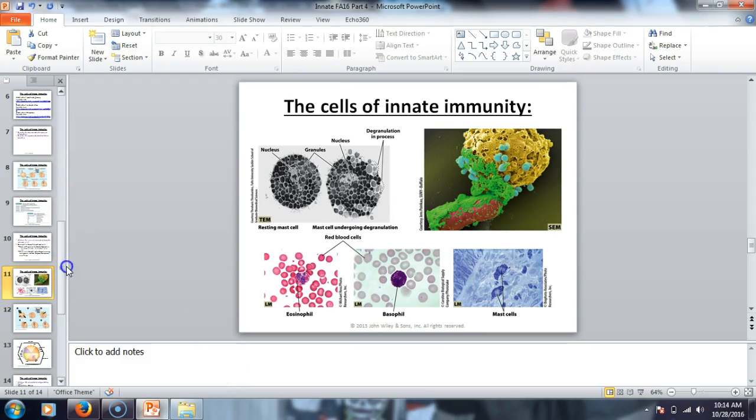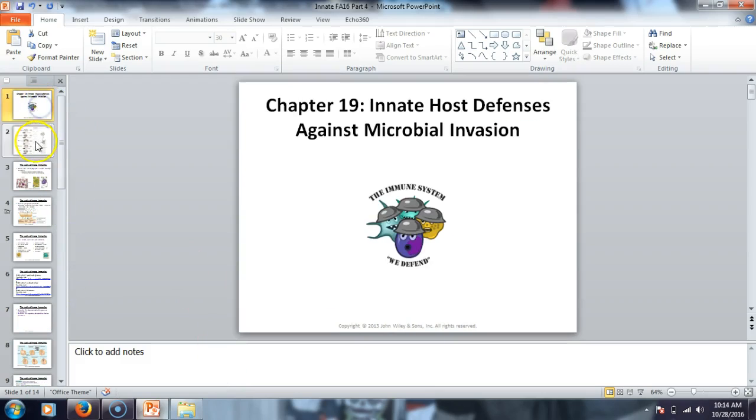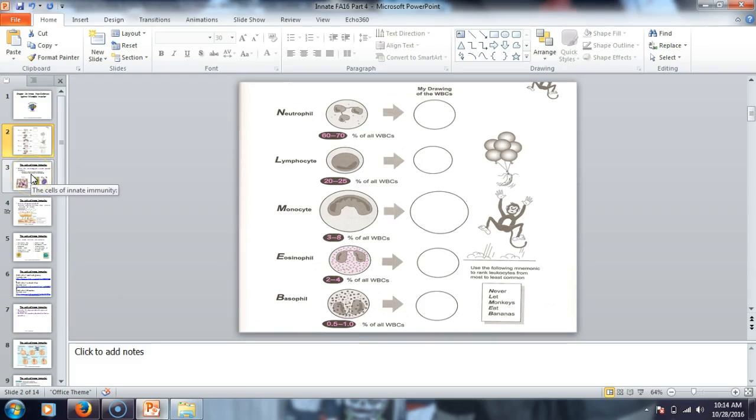You guys don't have to be able to recognize a picture of them, but you should know these characteristics. That they have the multi-lobe nucleus for all your granulocytes, and they're all filled with granules. All their names end in "phil." Be able to distinguish one from the other from a description, not necessarily a picture.